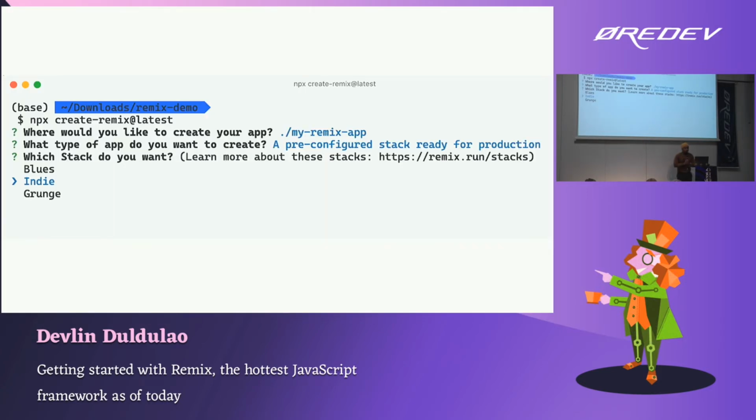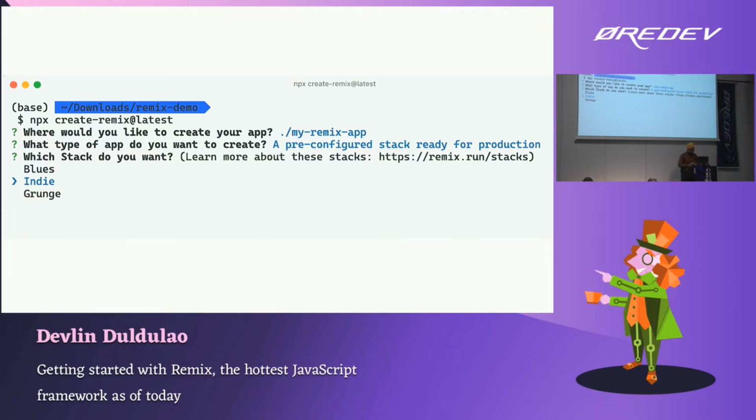So again, the CLI. Let's quickly finish this and go to the demo. So there are templates here. I'll describe what these are. So Blues stack deploys to Fly. It has authentication, Cypress. It has also Tailwind support. Out of the box it supports Postgres and has a local database running in Docker there.